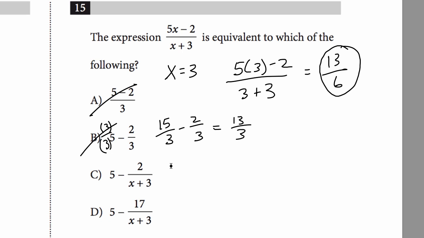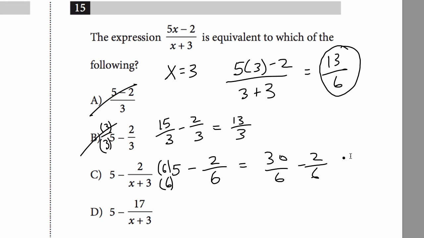X is 3, so that's 5 minus 2 sixths. Right? And we knew from previously, let's see, that's 6 over 6. So that's 30 over 6 minus 2 over 6, which is 28 over 6. So by default, we really better pray that D is the answer. But let's just do it.